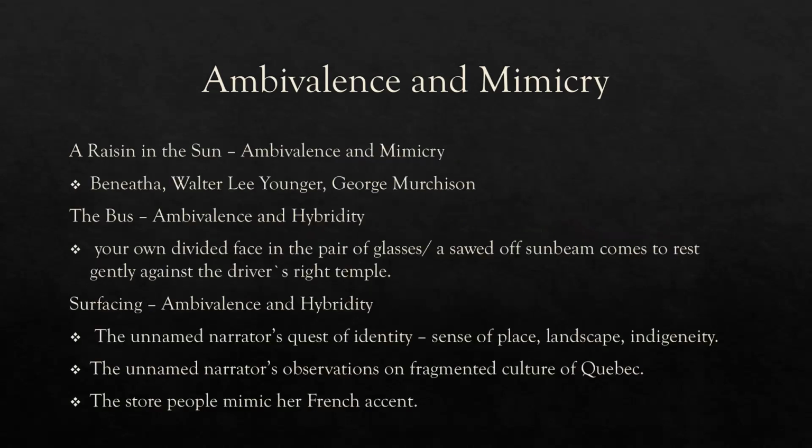Okay. Now, in which all texts do we find ambivalence and mimicry? A Raisin in the Sun has ambivalence and mimicry both. It has hybridity as well. So, through characters of Beneatha, Walter Lee Younger, George Murchison, you can develop your answers. You can reason how ambivalence and mimicry is present in the text. So Beneatha, starting with Beneatha's straightening of the hair, then Walter Lee Younger trying to follow the trajectory of financial development or success in terms of the Western world.